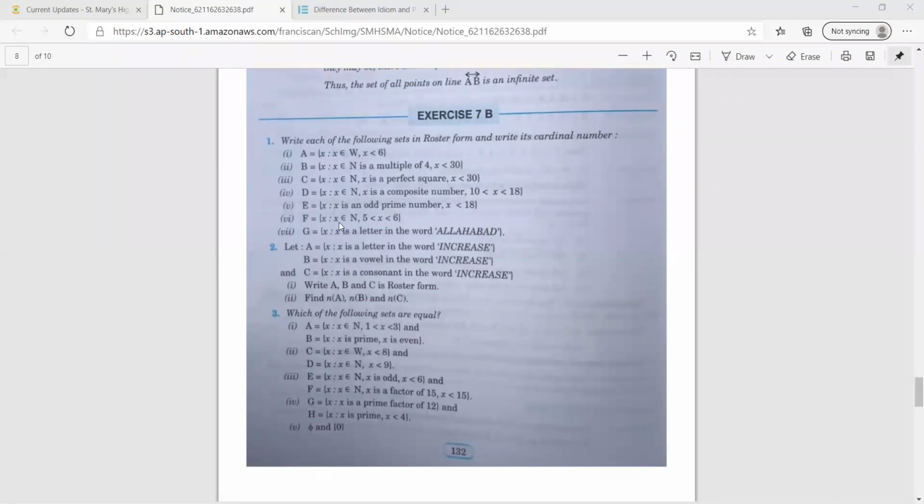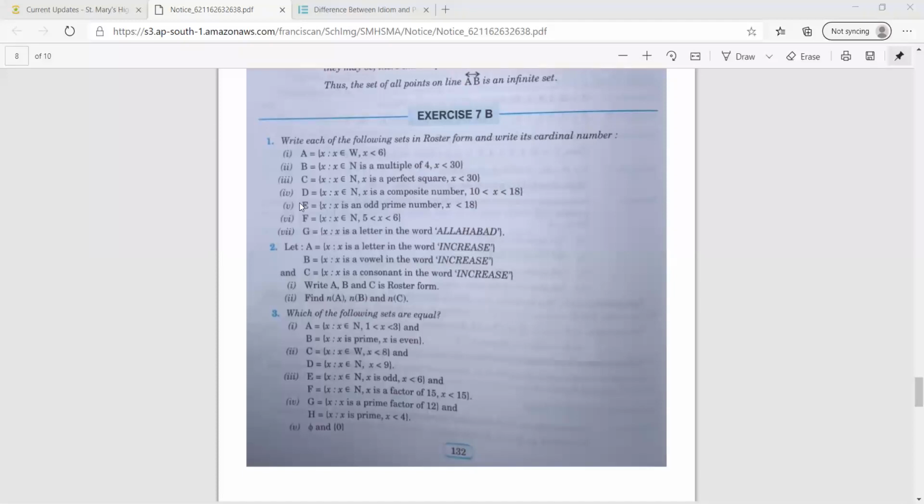Next, X belongs to N, means X is a natural number and X is more than 5 and less than 6. Now natural numbers means counting numbers. So more than 5, which next number will come? 6 will come. So here they are telling we want a natural number which is more than 5 and less than 6. There is no such natural number. Soon after 5 we have 6. So there is no number which is more than 5 and less than 6. We have decimal numbers in between. We can have fractions in between, but we cannot have a natural number in between 5 and 6.